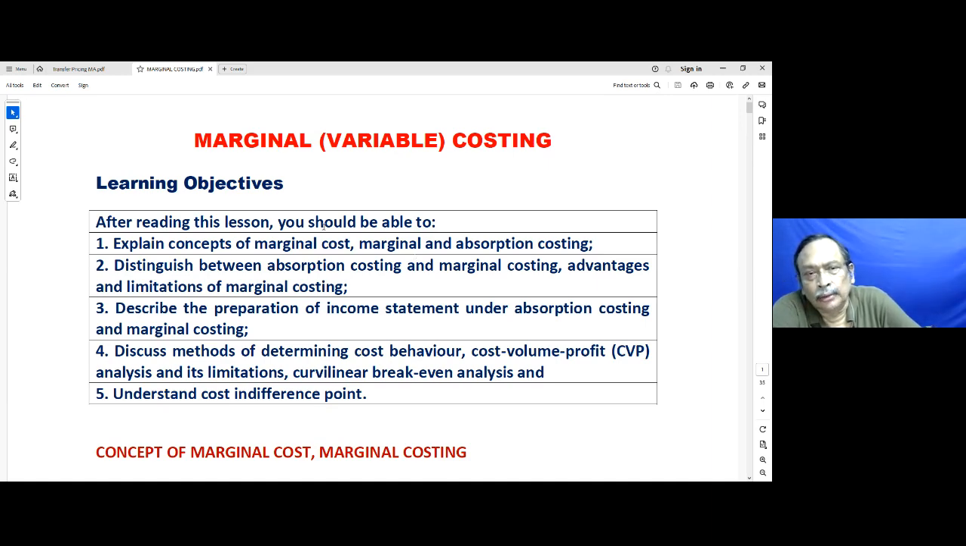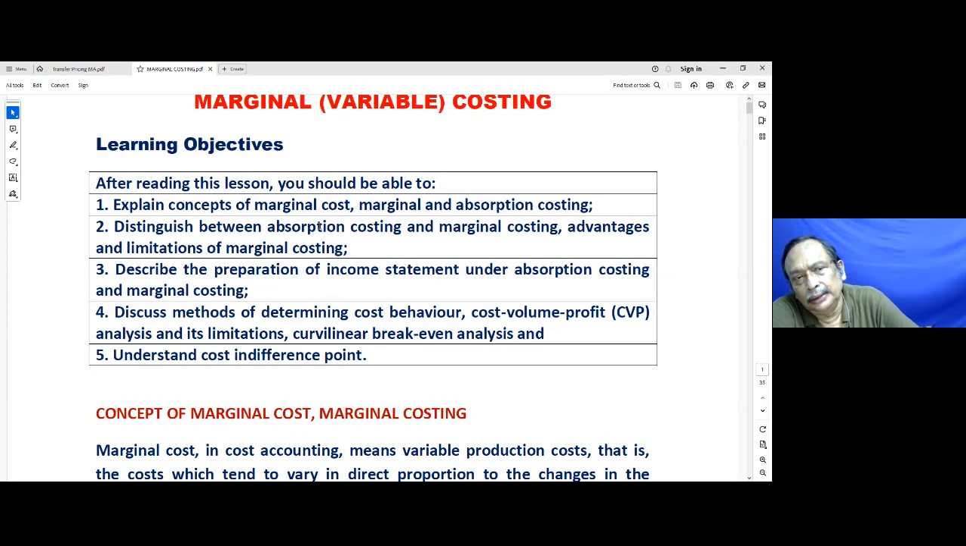Now, we are going to have certain discussion, that is, explanation of the concepts of marginal cost, then marginal absorption costing. Then there will be a distinction between absorption costing and marginal costing. And obviously there are certain advantages and limitations of marginal costing. The most important concept is preparation of income statement under absorption costing and marginal costing. That is a very, very important question from the examination point of view.